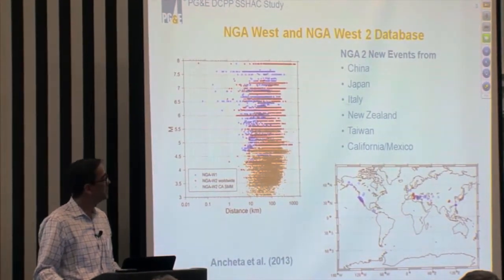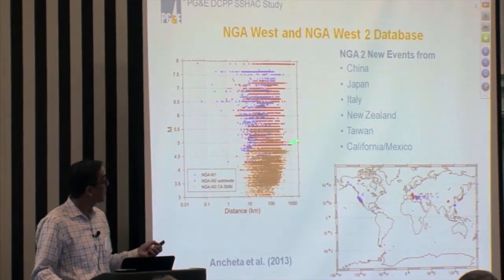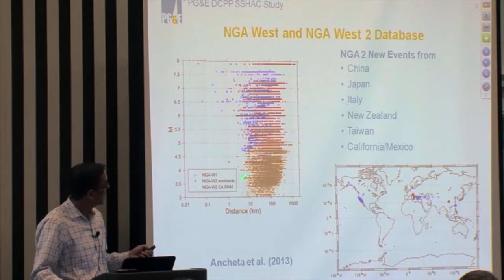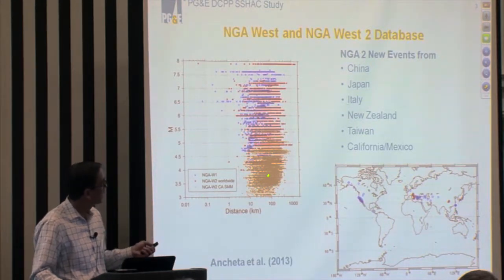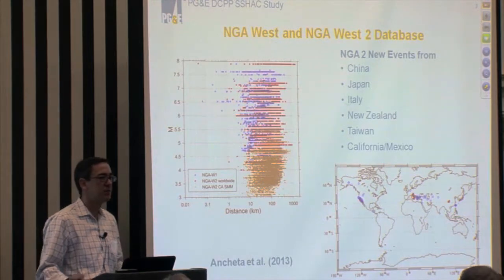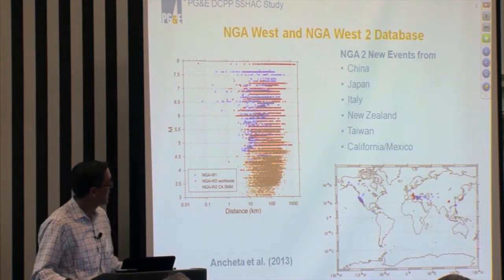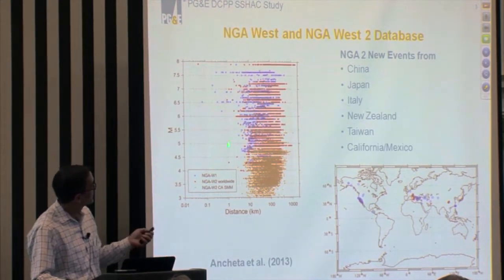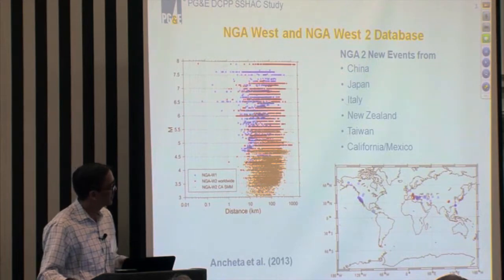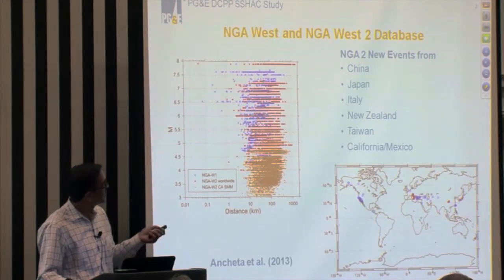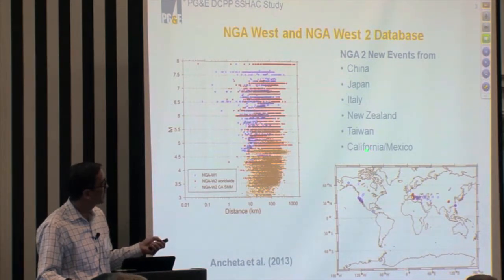As Norm just mentioned, you can see on this figure of the magnitude distance range, these orange plots, which are down here below magnitude 5, are those small magnitude events. So it's greatly increased that data set. Also in comparison, you can see the red dots are now the new events from the NGA West 2, compared to the blue dots being from the NGA West 1. There are some significant events which have been added from China, Japan, Italy, New Zealand, Taiwan, and as well California and Mexico.